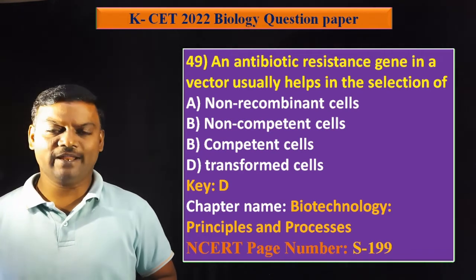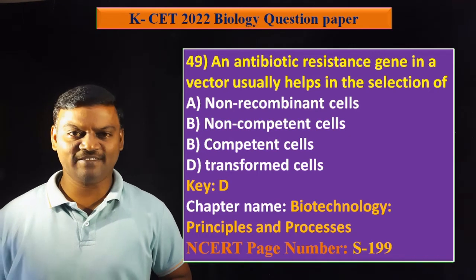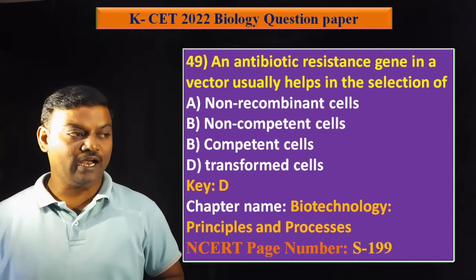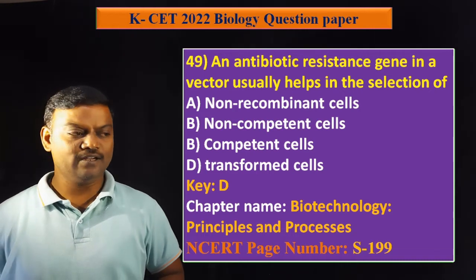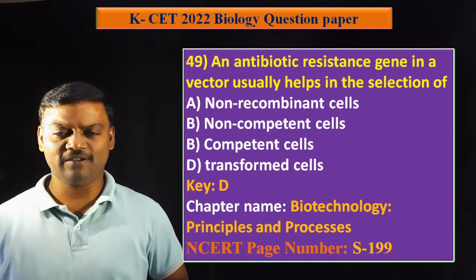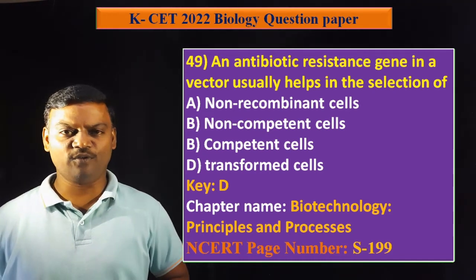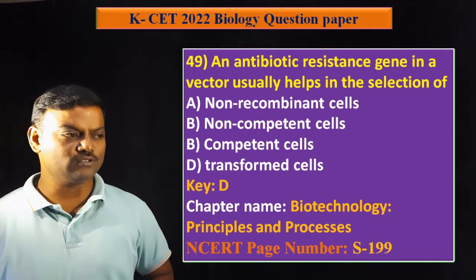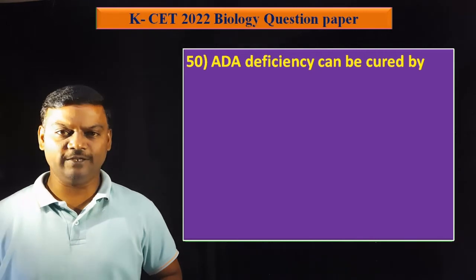Antibiotic resistant genes present in cloning vectors are useful as selectable markers, and these selectable marker genes help to select transformed cells in an rDNA technology experiment. It is a question from Biotechnology Principles and Process, NCERT page number 199. Question number 50.